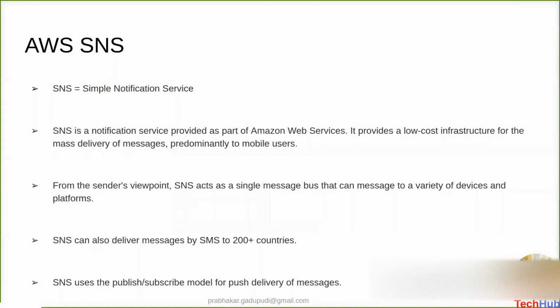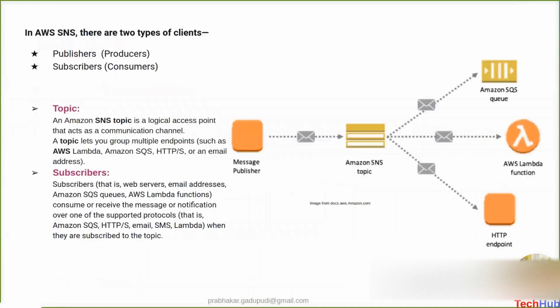Simple Notification Service is a notification service provided as part of Amazon Web Services. It provides a low-cost infrastructure for the mass delivery of messages, predominantly to mobile users. From the sender's viewpoint, SNS acts as a single message bus that can message a variety of devices and platforms. Simple Notification Service can also deliver messages by SMS to 200 plus countries. It uses a publish and subscribe model to push the delivery notification to the respective users. And here, try to understand this diagram.